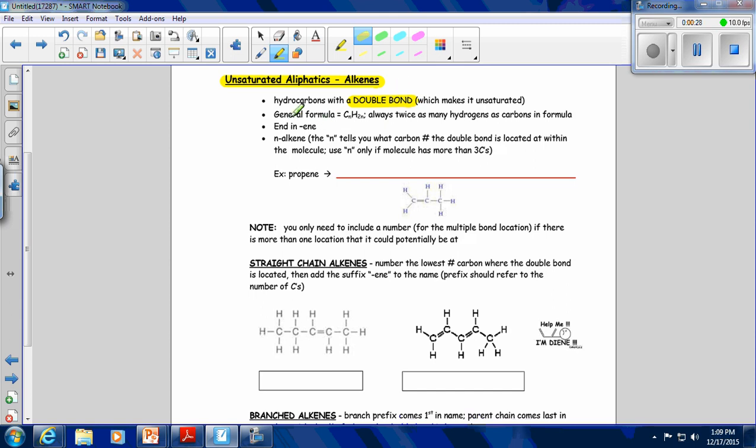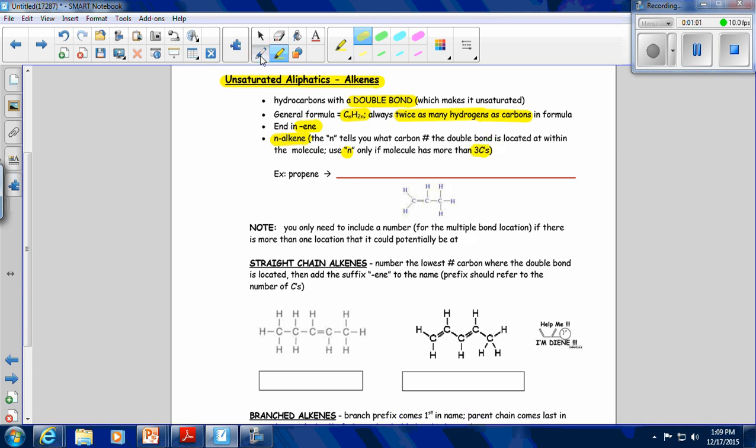The formula that you're going to be using for the alkenes is going to be CnH2n. Basically, you're always going to have twice as many hydrogens as carbons within the formula. We're going to end with an ENE. N-alkene, the N tells you what carbon number the double bond is located at within the molecule, so we're going to use N only if we have more than 3 carbons present.